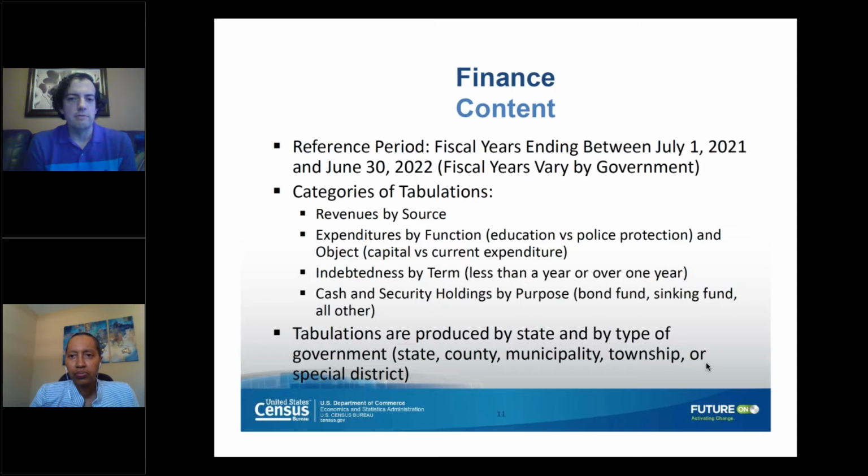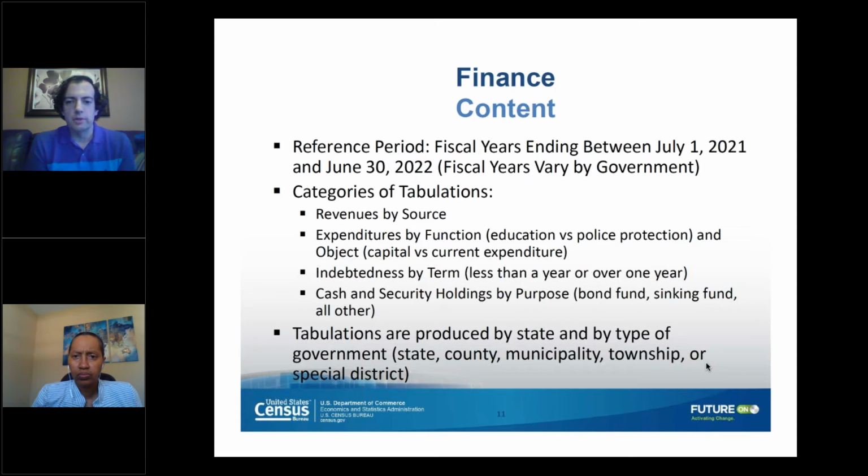Function indicates what type of activity the spending is used for, like police protection or hospitals or highways. And then object describes the type of spending. Is the police protection spending for current operations like salaries, or is it construction or some other kind of capital outlay? Indebtedness we split between long-term and short-term debt. We define short-term debt as being due within a year. And then lastly, we collect cash and security holdings, and we split those up by the purpose that they are dedicated to, if there is one.